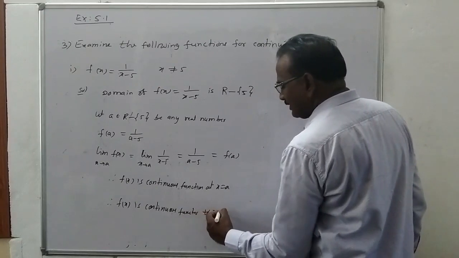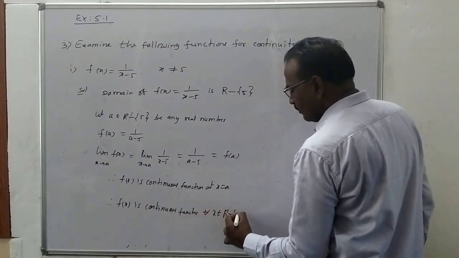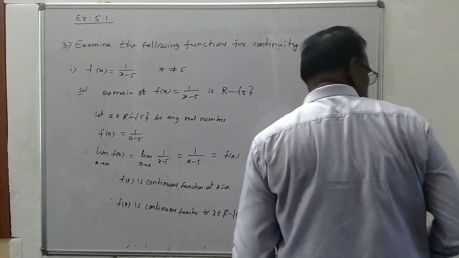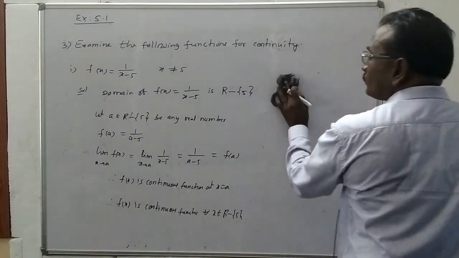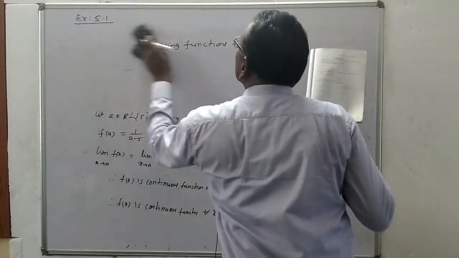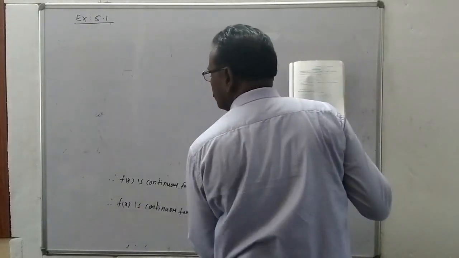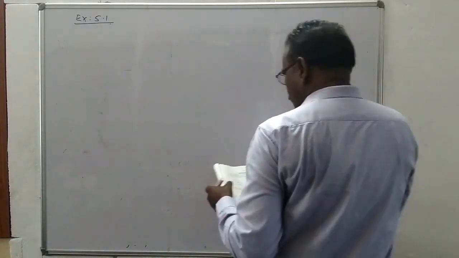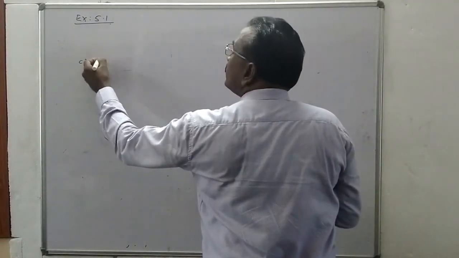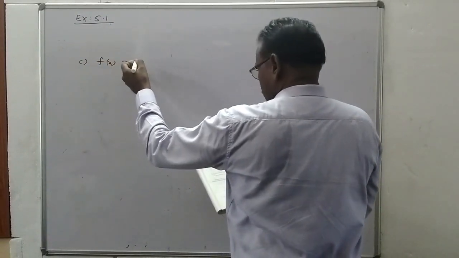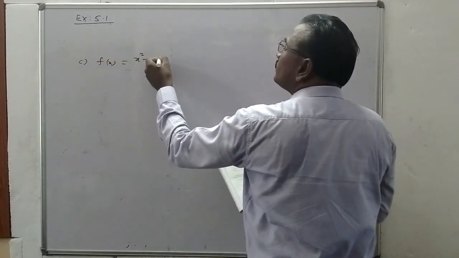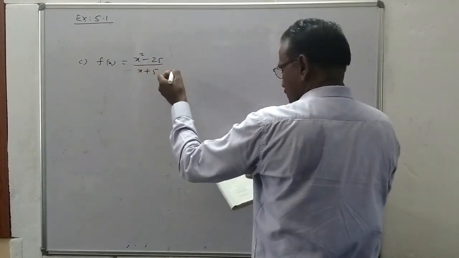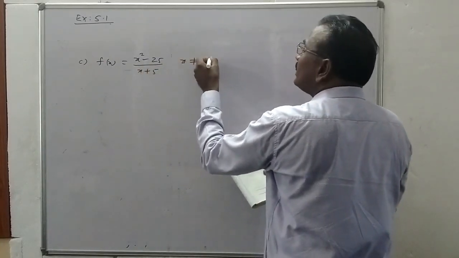For all x belongs to R minus {5}, so in the given domain, the given function f of x is continuous. Next, the third one is (c): f of x is equal to (x square minus 25) by (x plus 5), where x is not equal to minus 5.